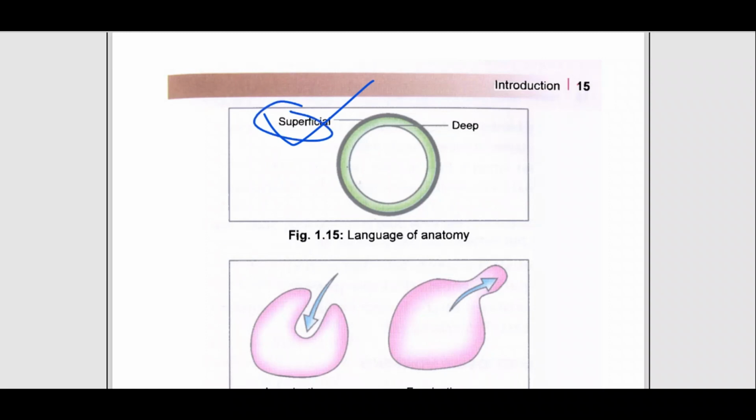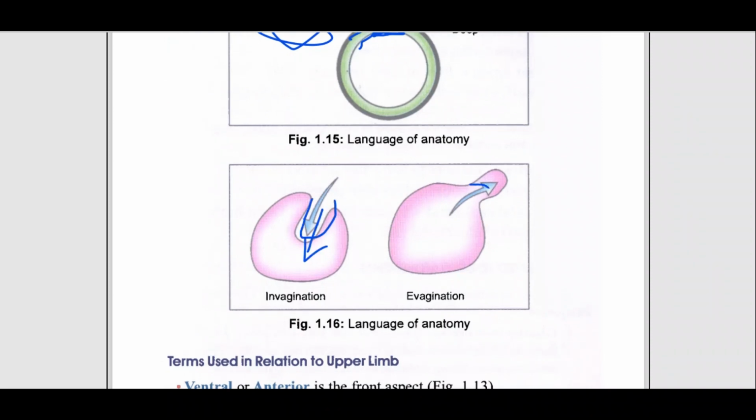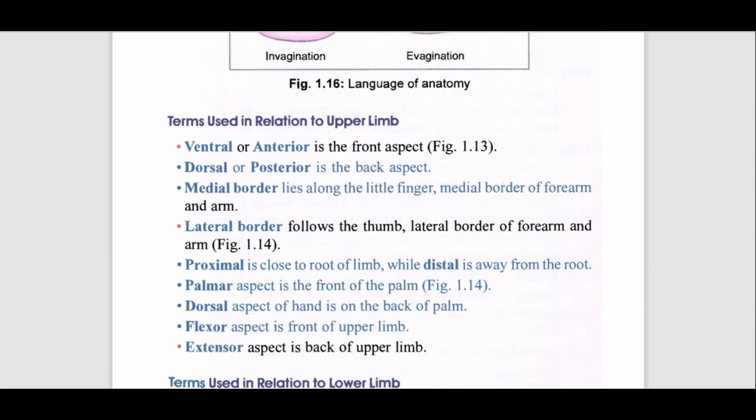Now continuing, this image tells us about the superficial and deep. If you guys remember, superficial means close to the skin, बिल्कुल आपके स्किन के करीब, and deep means it is far from the skin, it is deep inside your body. अब यहाँ पे जो figure 1.16, it tells us about the invagination, means something coming inside. Evagination means something going outside.